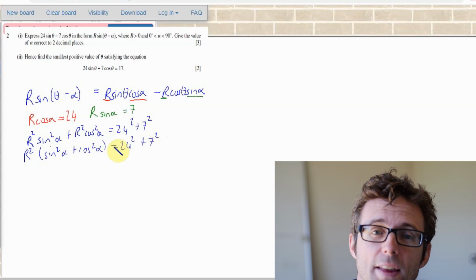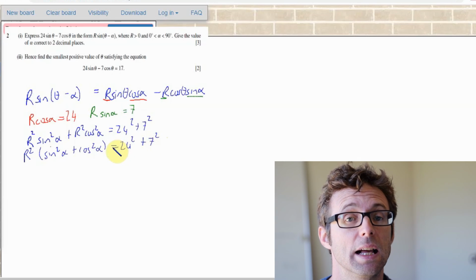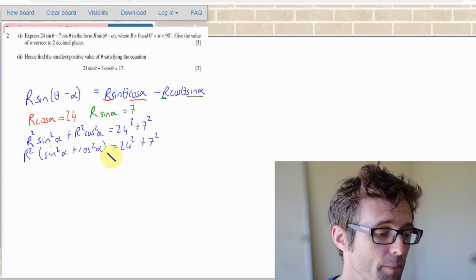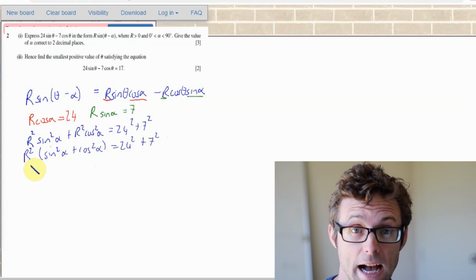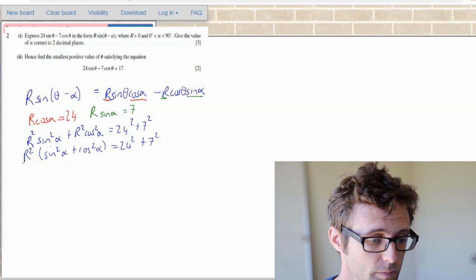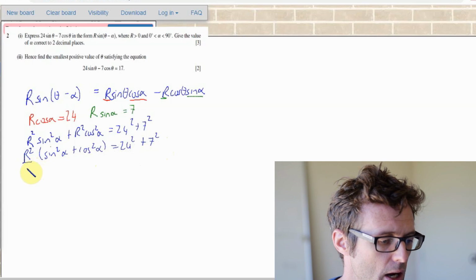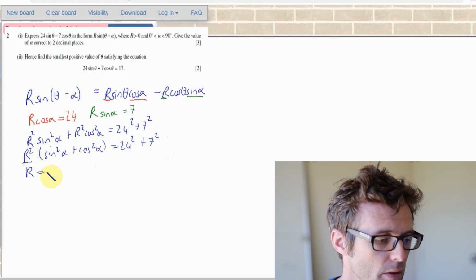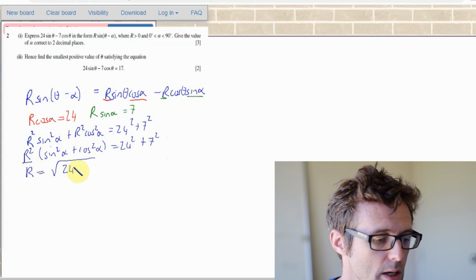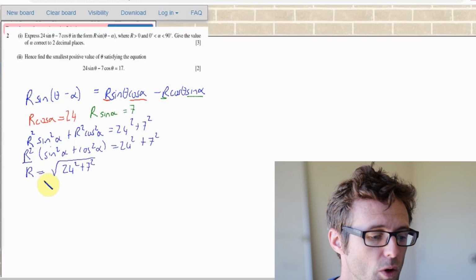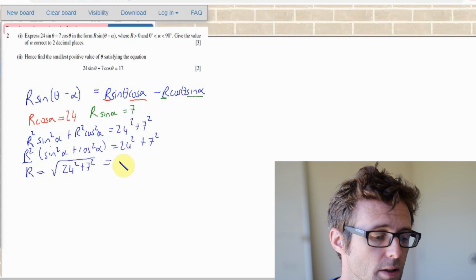And you know from Pure Maths 1 that sine squared alpha plus cosine squared alpha is equal to 1. So now you know that r squared is equal to 24 squared plus 7 squared. That means that r is equal to the square root of 24 squared plus 7 squared, and if you work that out on your calculator you'll find that that is equal to 25.